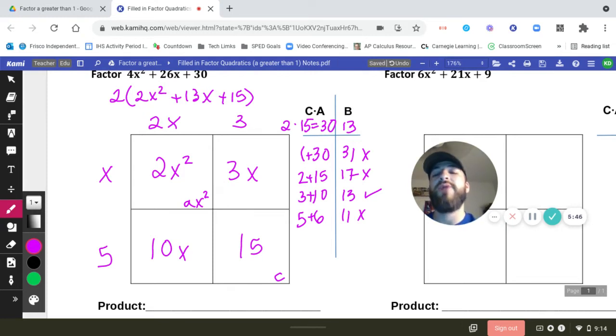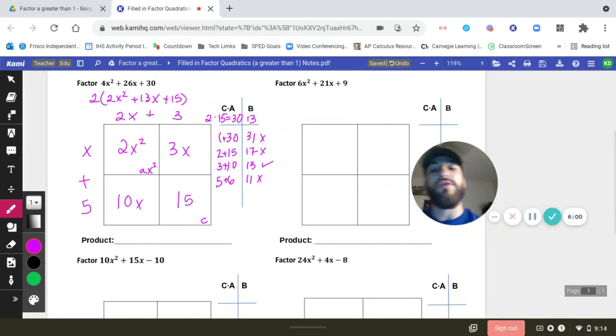So x times 2x is 2x squared, x times 3 is 3x, 2x times 5 is 10x, and 3 times 5 is 15. So 2x plus 3 and x plus 5. So for our final answer, remember, never forget your GCF. So we have parentheses 2x plus 3, parentheses x plus 5. And remember, it does not matter which order you write your factors in.